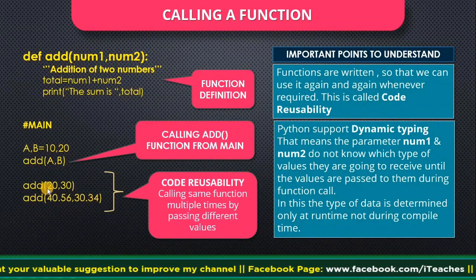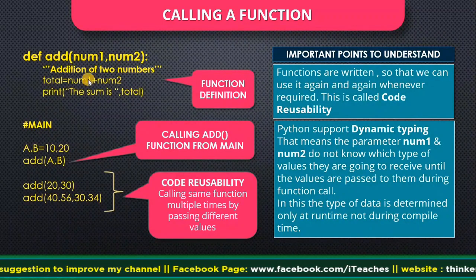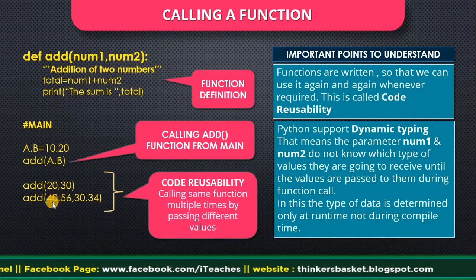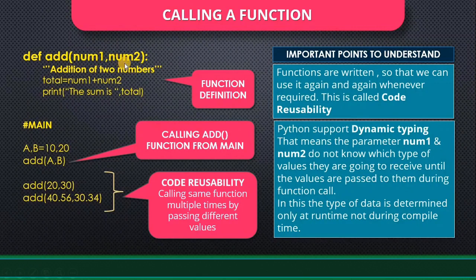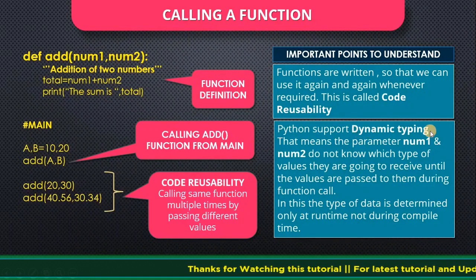So that's why whenever we send an integer value, the integer value will be accepted in num1 and num2. When we call the function with the float value, that is the decimal values, it is going to behave and accept the decimal values also. That's why these particular variables are not bound to a specific type. It totally depends upon what type of values we are going to pass. That's why it is called dynamic typing. So Python supports dynamic typing.